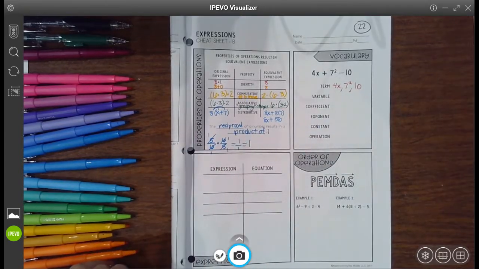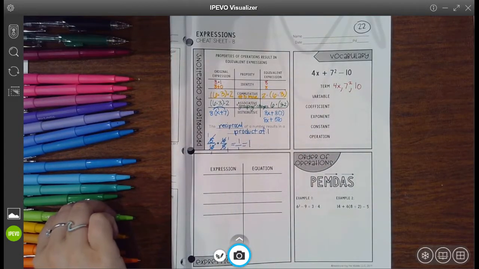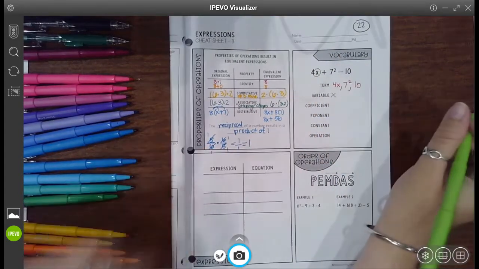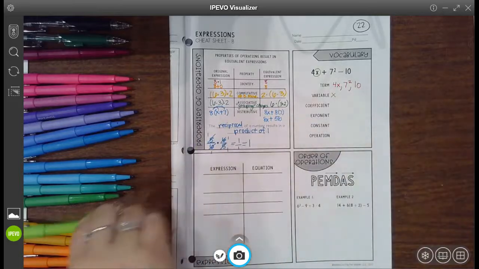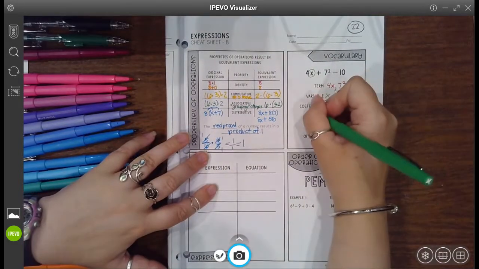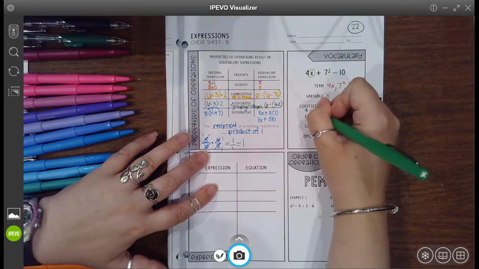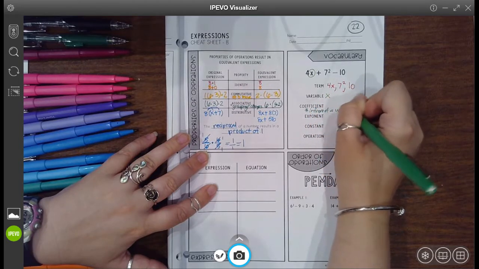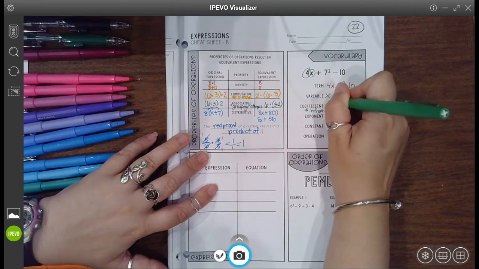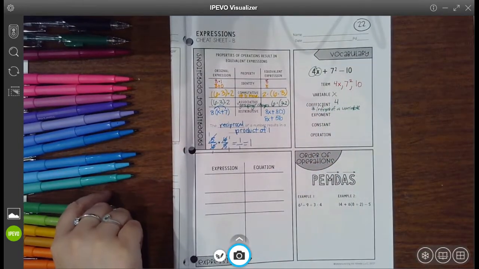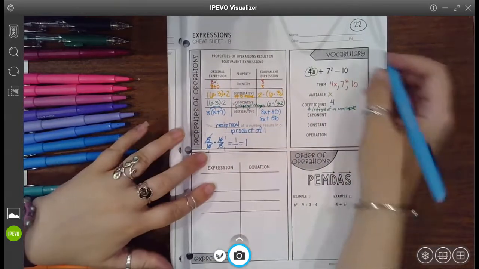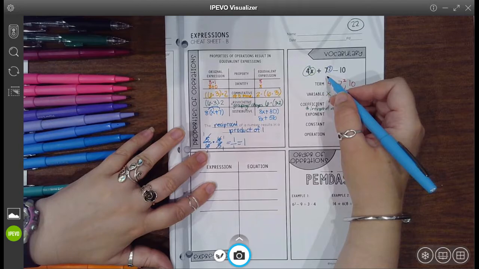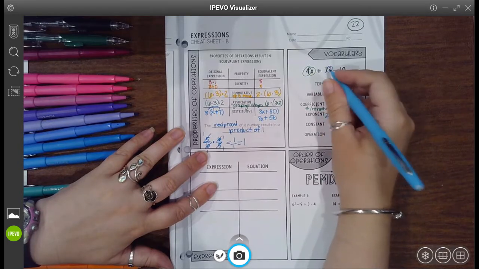Okay, your variable is any letter that's used to represent an unknown number. Okay, so there we go, the x. The coefficient is the number in front of a variable. So what would that be? Hopefully you said the 4 would be the coefficient. Okay, what's the exponent for that one? Exponent is that little number up there that's attached to either a number or a variable. So in this case, the exponent was a 2.